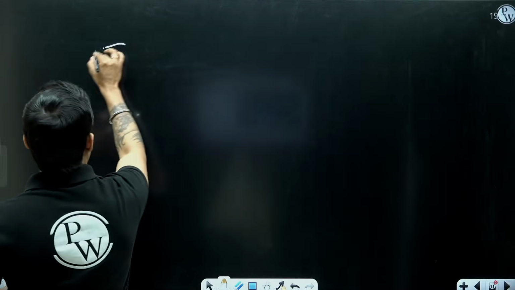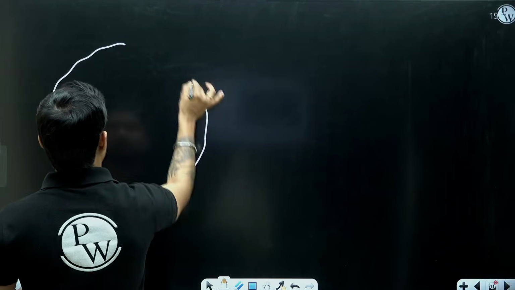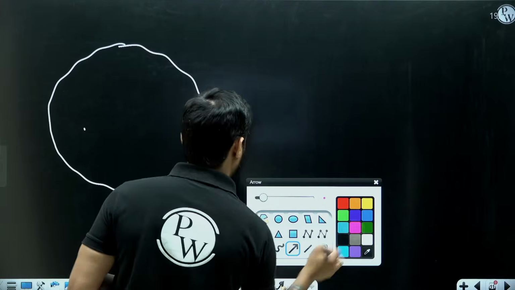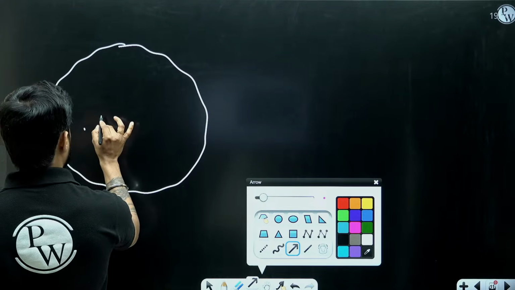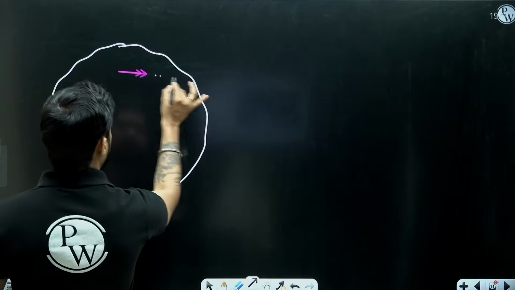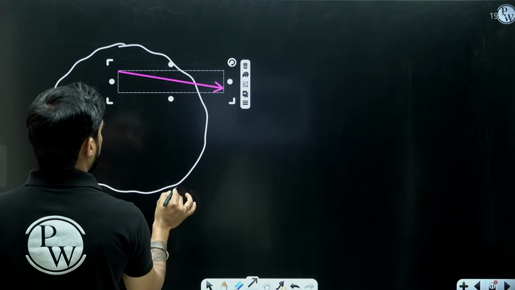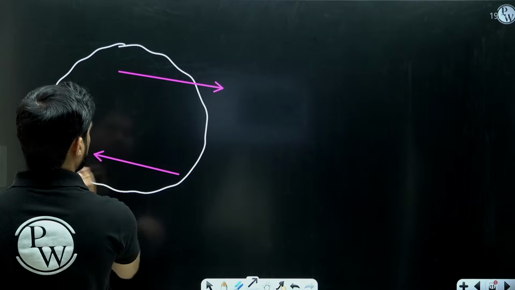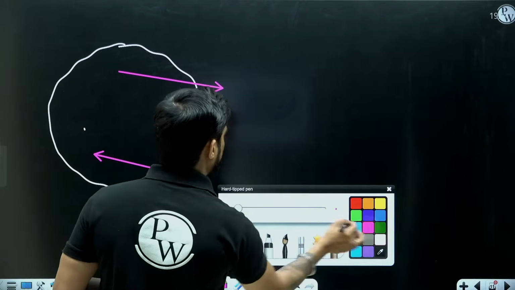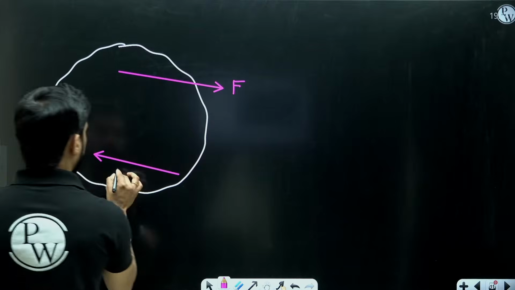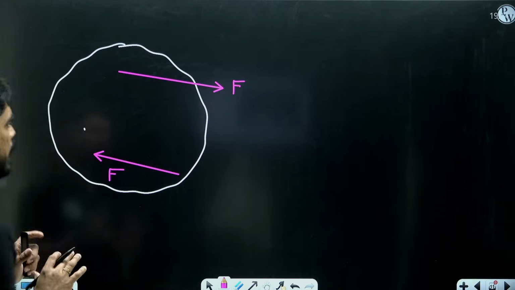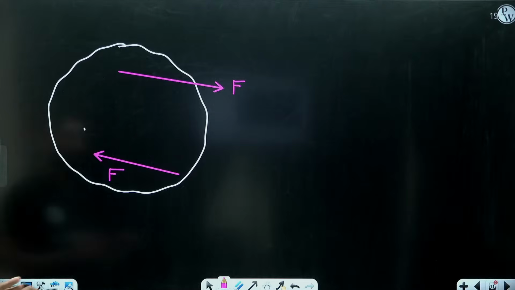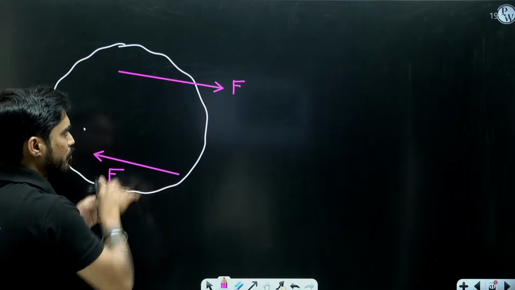For example, let's say that this is a rigid body, okay, and this rigid body is subjected to two forces. Let's say there is a force F like this and there is a force F like this. Both are equal and opposite. Both have the same magnitude, but they are opposite.